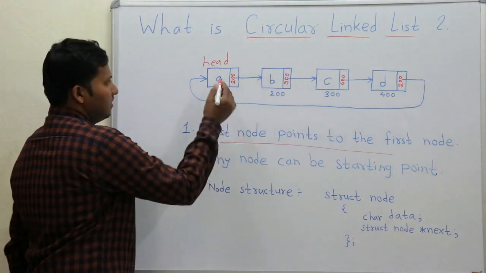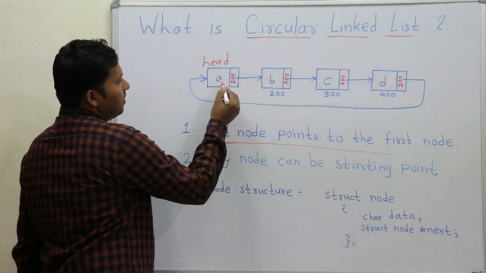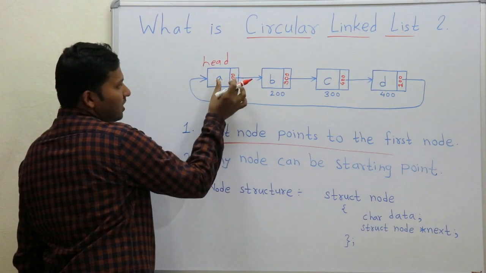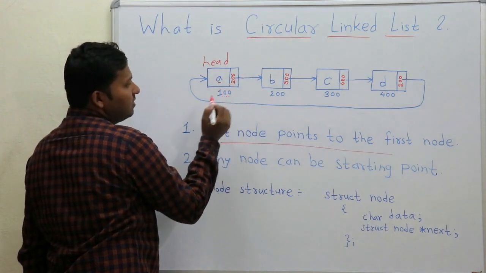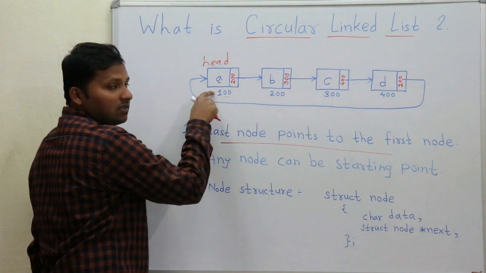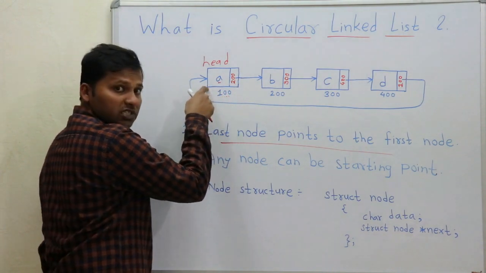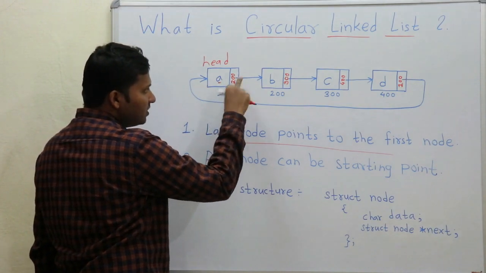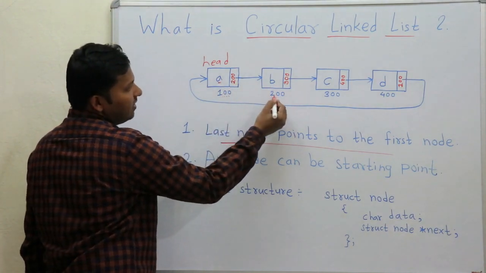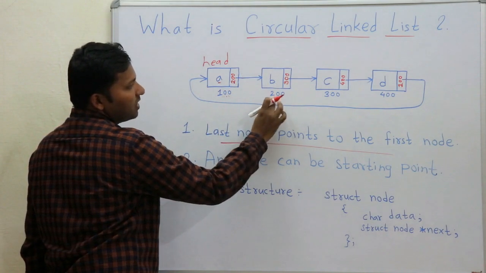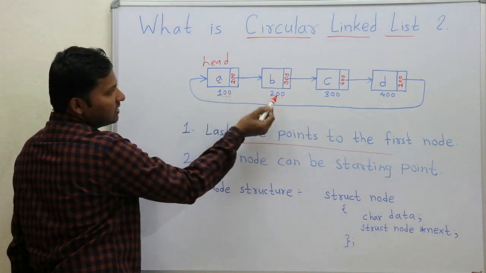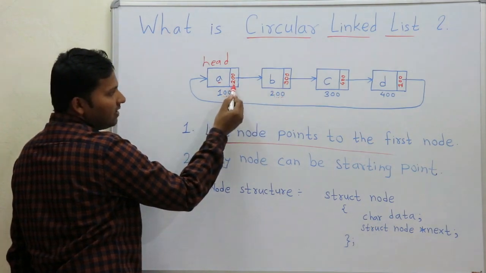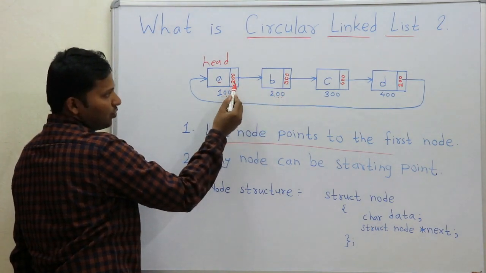Okay, so here see, the node for which the data is A is allocated on memory location 100. Okay, this is the head node, or the first node. So this node holds the address of the second node. The second node is allocated on memory location 200, so this address 200 is stored in the address field of the first node.